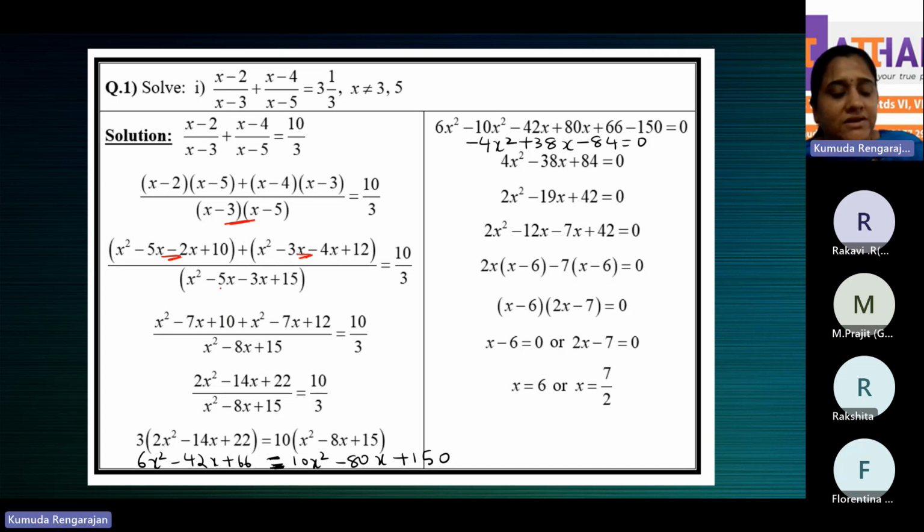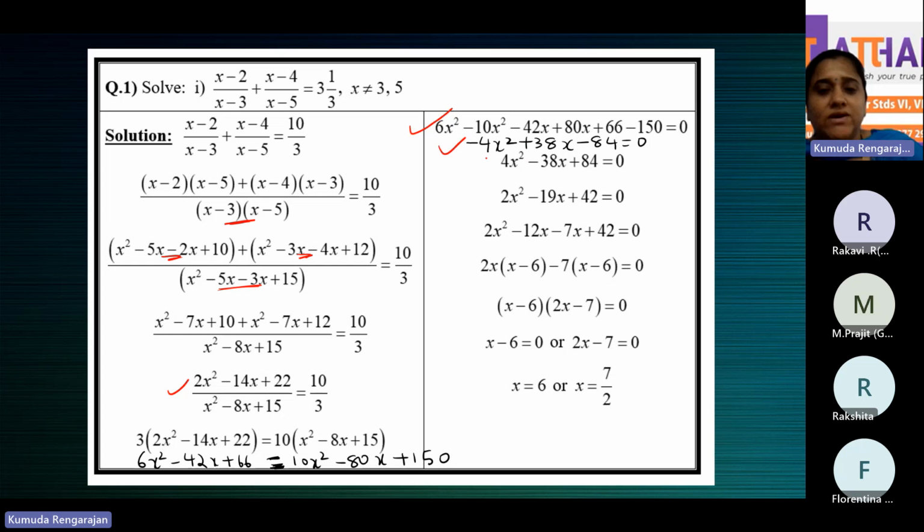Denominator, also simplify the like terms. Okay, so this is fine. Then we'll have to cross multiply and bring all the terms to one side. Then on simplifying, we get this.